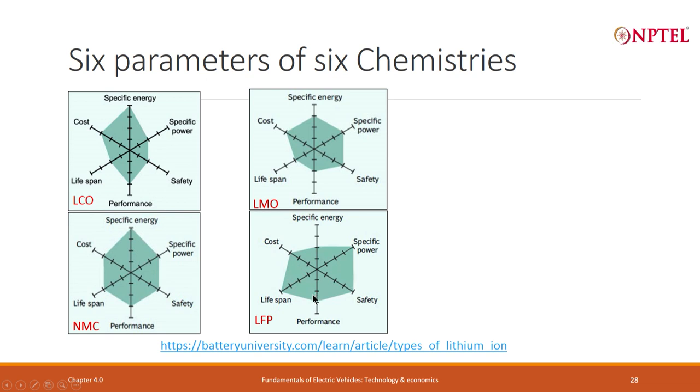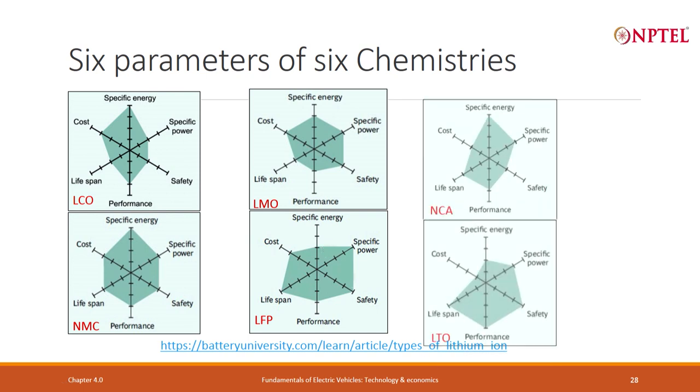LFP, the specific energy is where it loses. Look at this. Once again, this is much higher. This is bad. Cost is decent, slightly higher because of the lower specific energy. Power, it can do better than even NMC. Safety, it is better than NMC. Performance, not that great. Lifespan, better than NMC. But this is the most important parameter. These and cost are related. So, this is the angle that you have to really worry about.